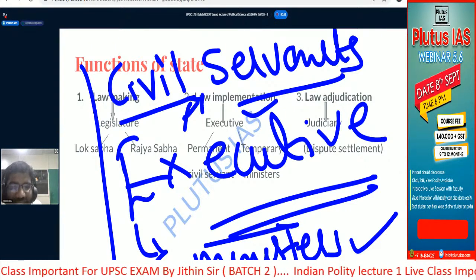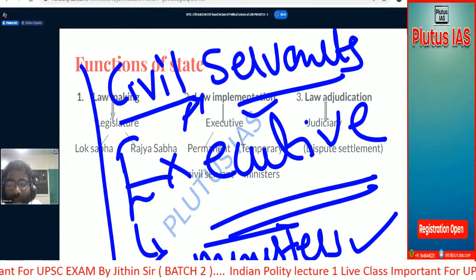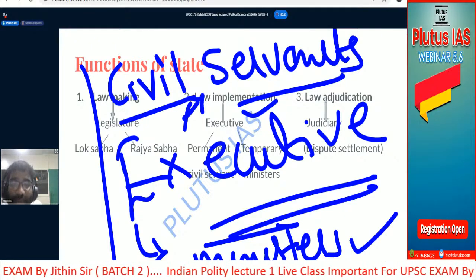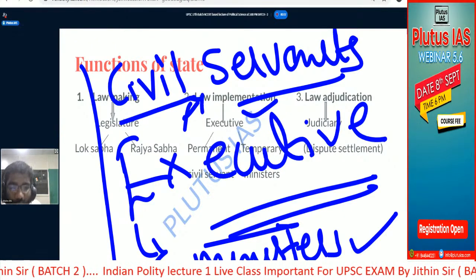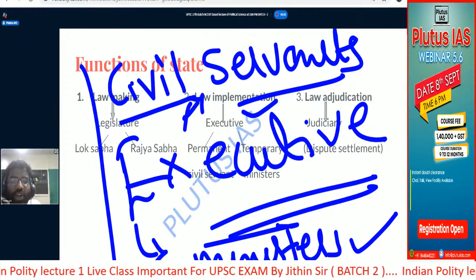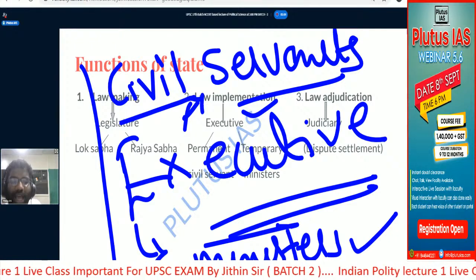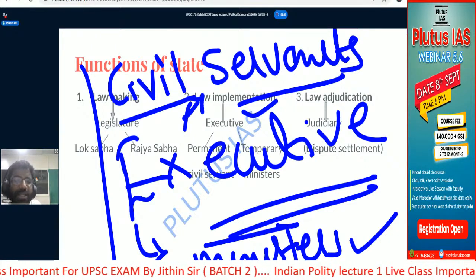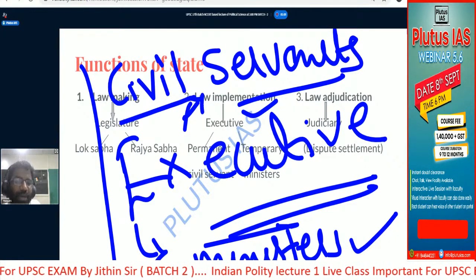Write down: the second function of the state is law implementation. That is done by the executive. There are two types of executive: civil servants and ministers. Civil servants are the permanent executive; ministers are the temporary executive.